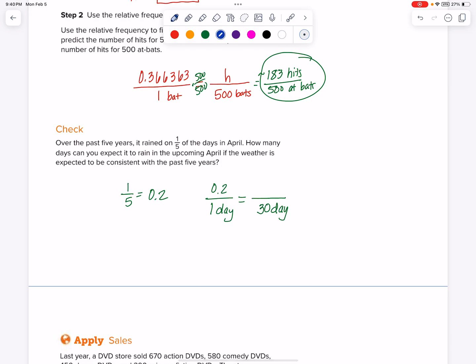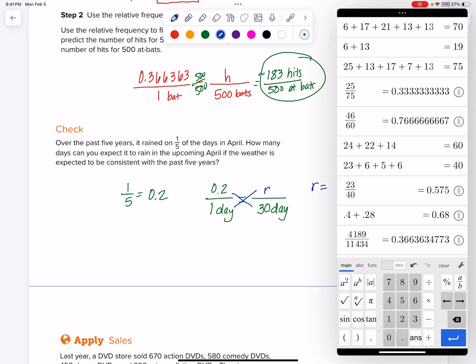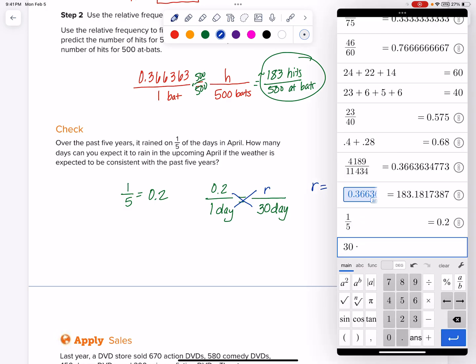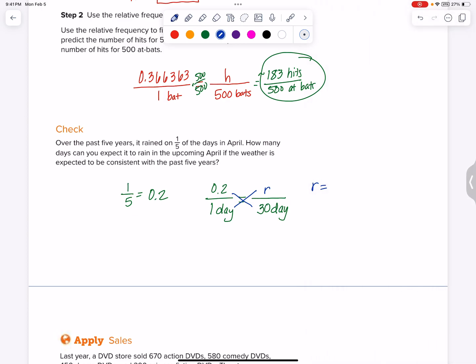Again, you can just multiply by 30 over 30, or you can cross multiply. I'll do R for my variable for rain. This time I'll cross multiply so we have an example of both. We always do the variable first. So I have R equals, and then we can just do 30 times 0.2, and we get 6. So R equals 6, and that's 6 days of rain. So how many days can you expect it to rain? 6 days. And there you go.